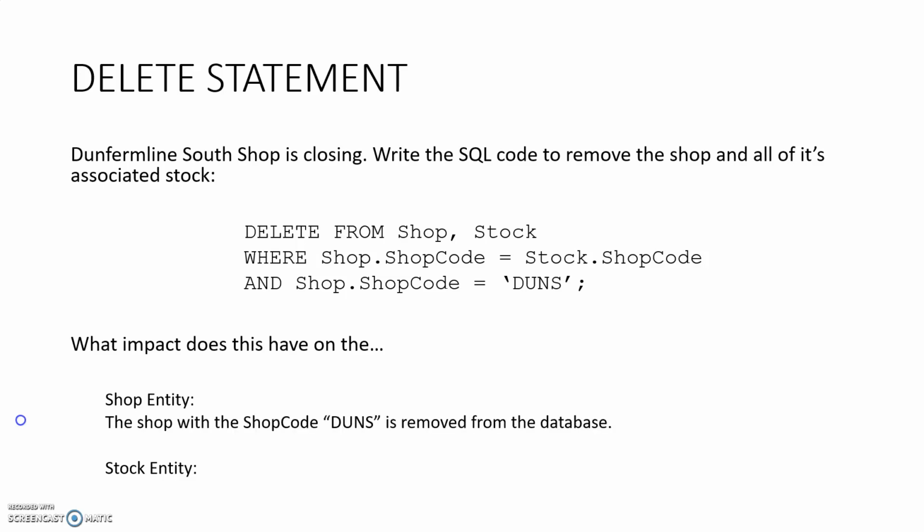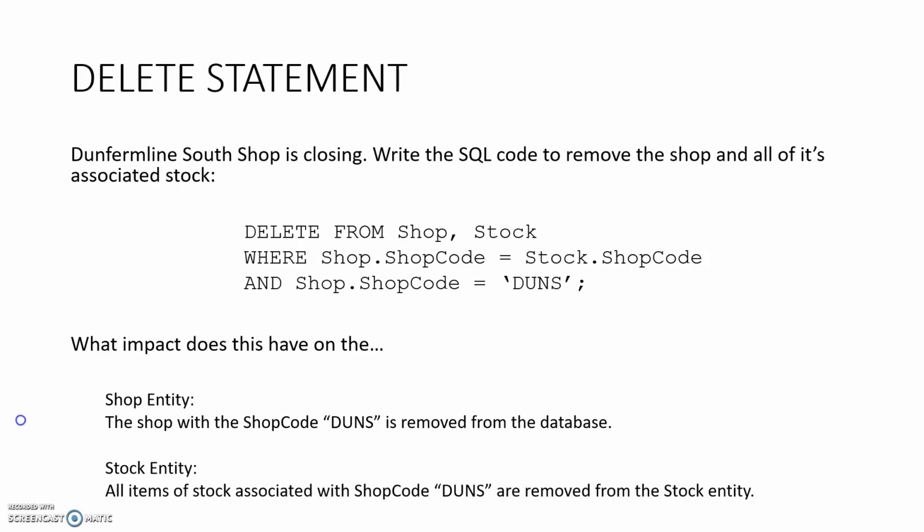What happens in the shop entity is that the shop with the shop code DUNS is removed from the database. So only one shop is removed from the database. However, in the stock entity, there's a lot more happening, because every stock ID or every item of stock in the stock entity table is removed if it has shop code DUNS.